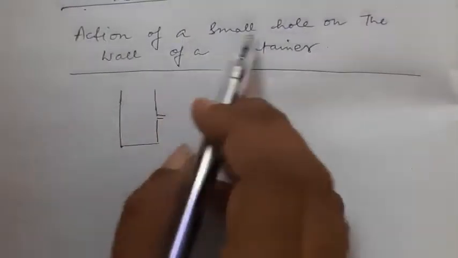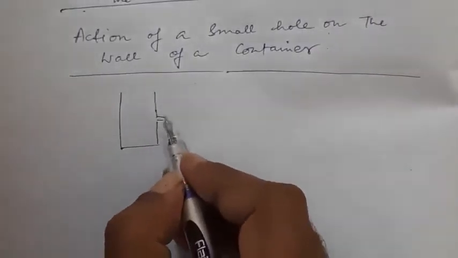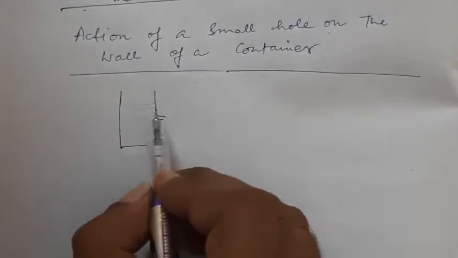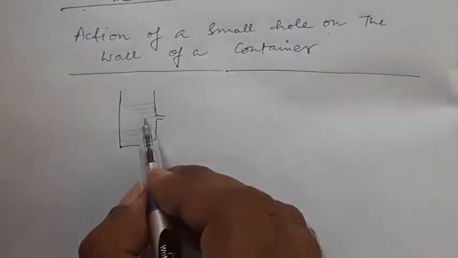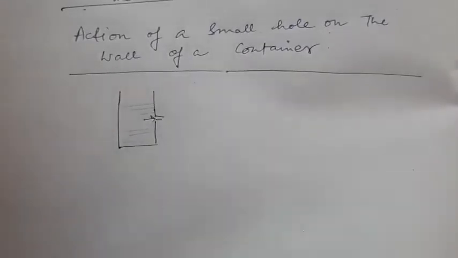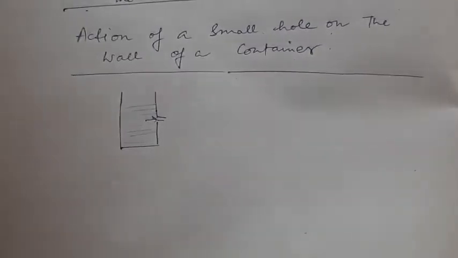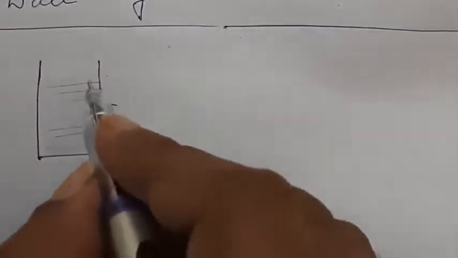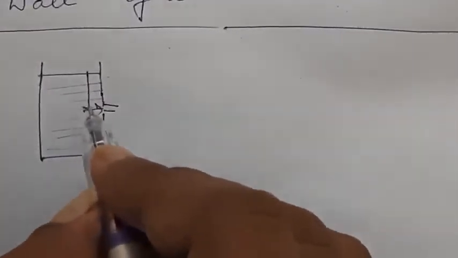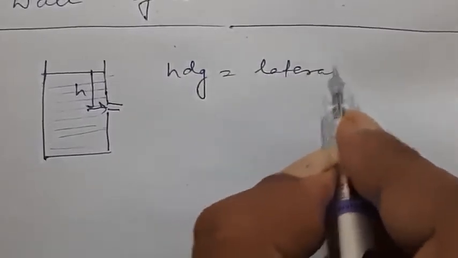Now the action of a small hole made on the wall of a container. So this is the small hole made in the wall of the container. This container is filled with liquid, water say. The lateral pressure acting on this hole, suppose the depth is h, so h d g is the lateral pressure.